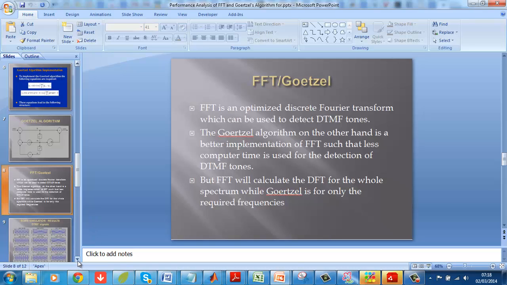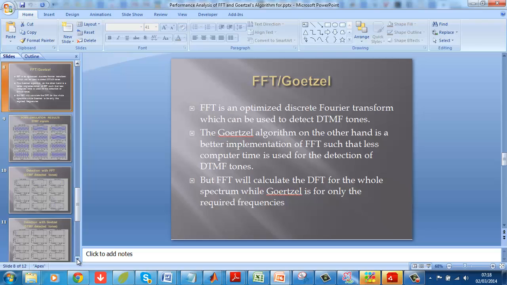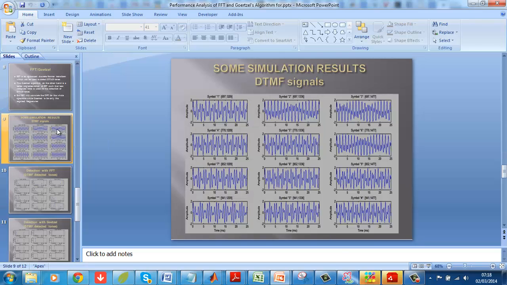So remember, our goal is to detect DTMF, and then we want to compare using both FFT and Goertzel, which is better. So I'm going to show you some simulation results now. This simulation result was plotted from MATLAB. Each of the symbols was plotted. You see, this is symbol 1, symbol 2, symbol 3, 4, 5, 6, 7, 8, 9, star, 0, hash. I just did 0 to 9, star, and hash.